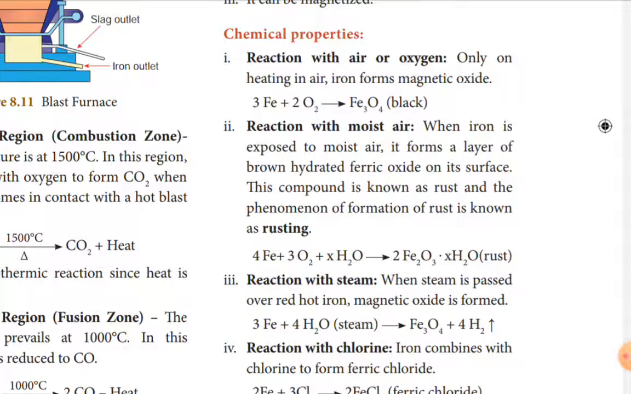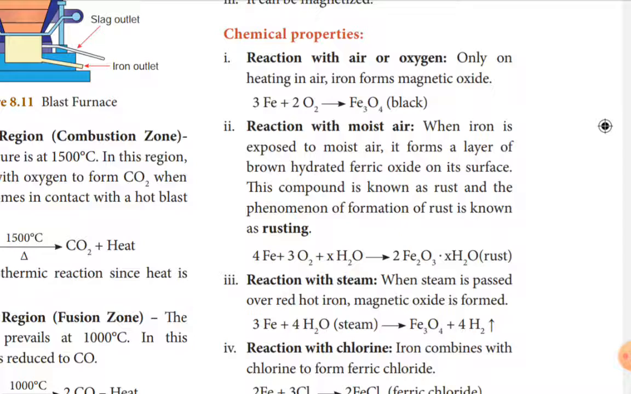The second reaction, that is reaction with the moisture. Normally see, when the iron is exposed to moisture, suppose the iron is outside and in the ground, what happens is after some days or some weeks, you would have seen that a brownish color layer is formed on the surface of iron. That is called rust. What is the chemical name of rust? Hydrated ferric oxide.